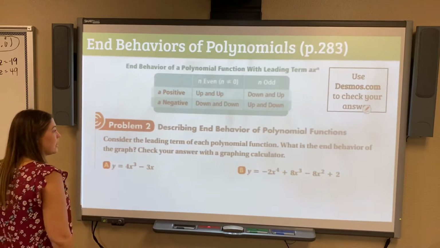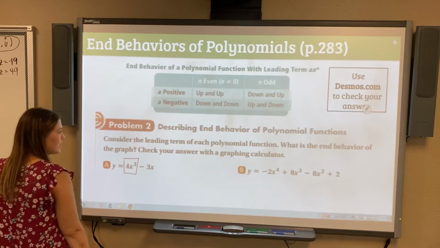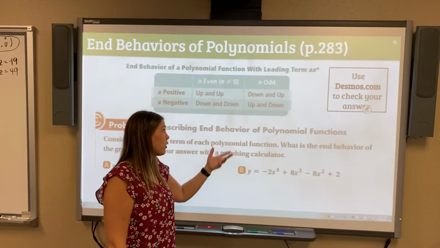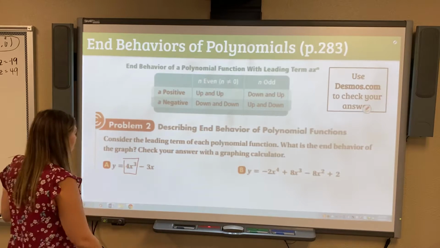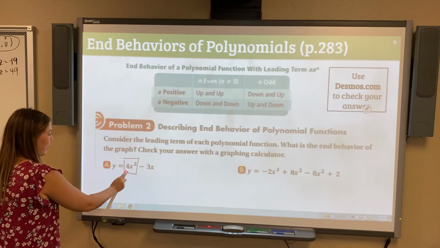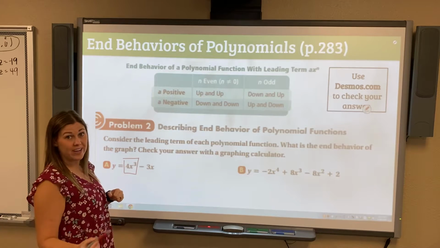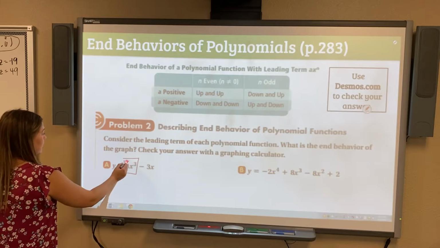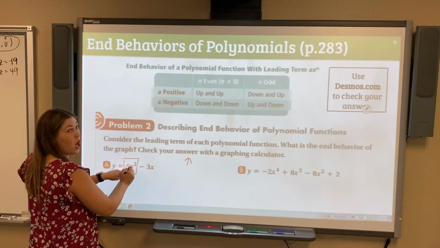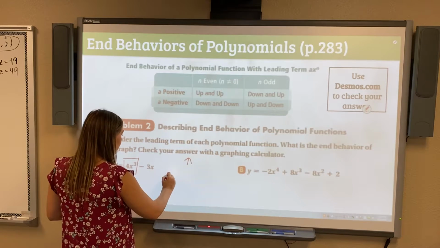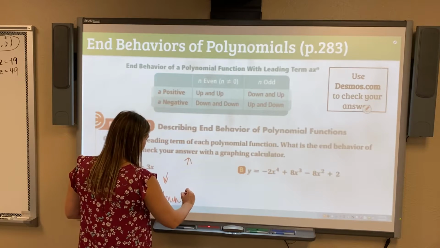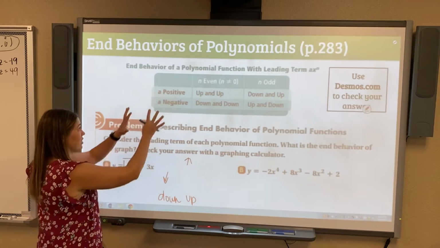So consider the leading term. So right here, it's 4x cubed. What is the end behavior of the graph? And then we're going to check it in our graphing calculator or in Desmos, okay? So here, our a is a positive number, and our leading degree, our n, is an odd number. So since a is positive, it ends up. 3 is an odd number, so it's opposite. Okay, so it's going to be down and up.